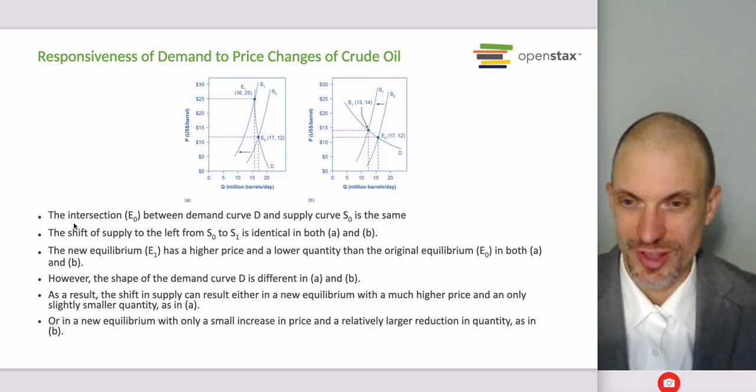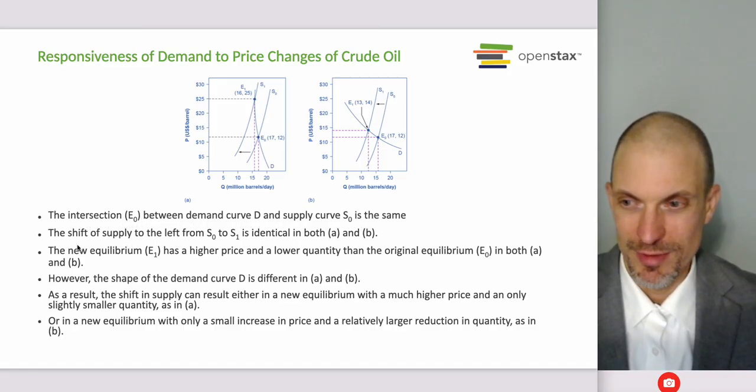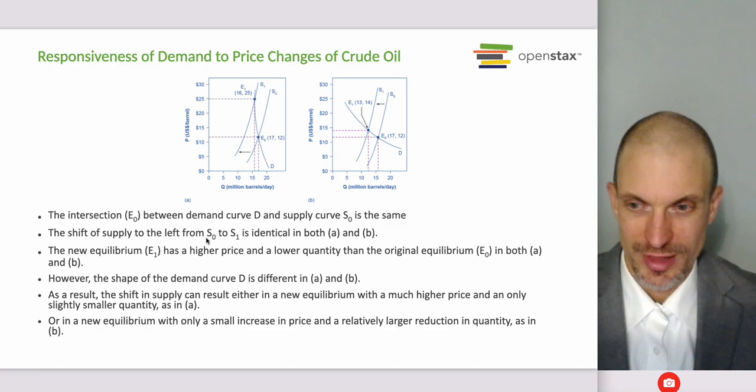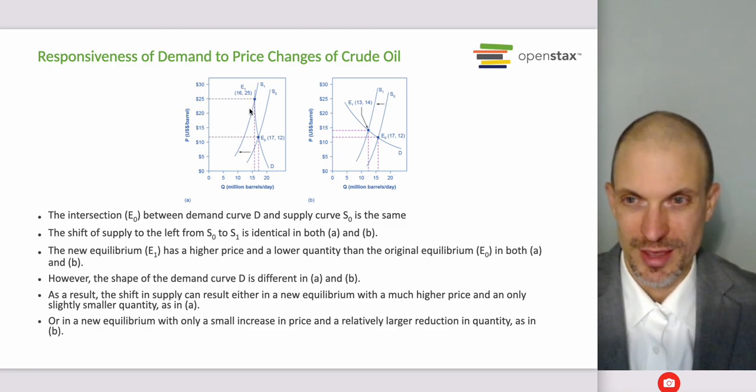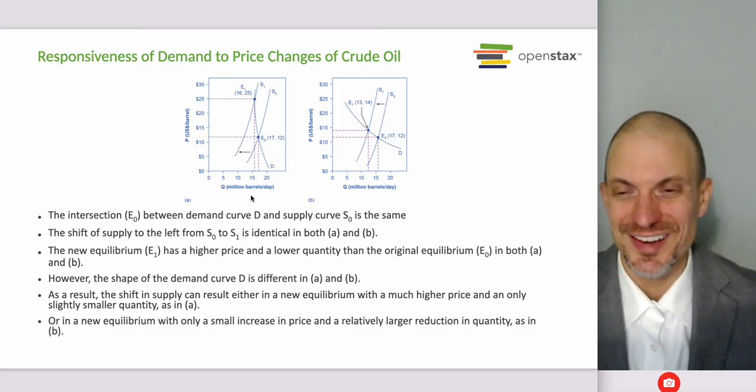All right, so what does this say here? The intersection E naught between the demand curve and supply curve is the same. The shift to supply to the left from S naught to S1 is identical in both. Okay, maybe there's an optic illusion. This one looks a little bit closer. It could be an optic illusion. It's intended to be the same, though.